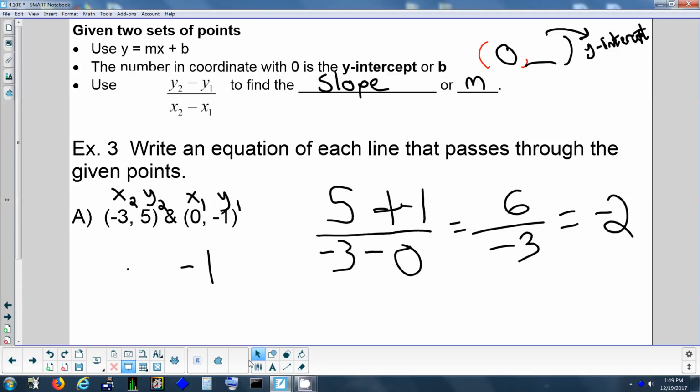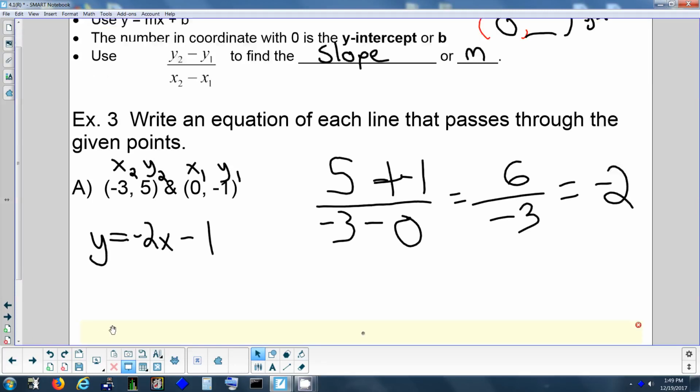All right? So let's go back. Y equals -2x - 1. People feel okay about that? Not the greatest. Better than you did yesterday with this stuff. Yeah. Okay, that's a good thing.